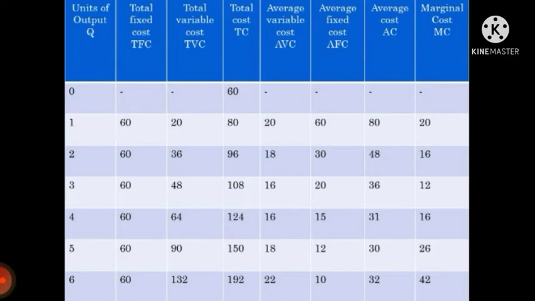Here is an example table made by Juan Tamad for his minute burger business. Just an example, guys. The quantity starts from 0, then 1, 2, 3, 4, 5, 6. Then the total fixed cost, by definition, in the short run remains the same even if the quantity goes higher. So it is 60. His fixed cost is just 60. At quantity 1 it starts at 60, and up to the last quantity 6 it remains 60.